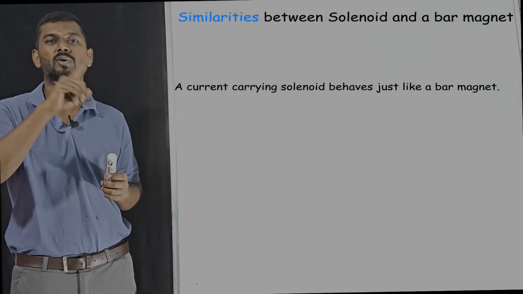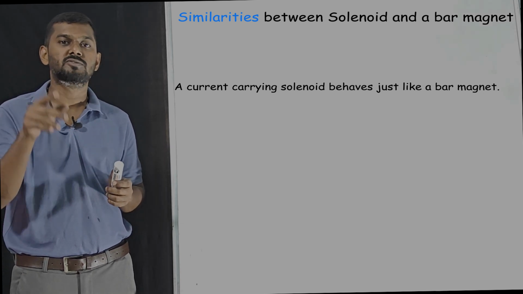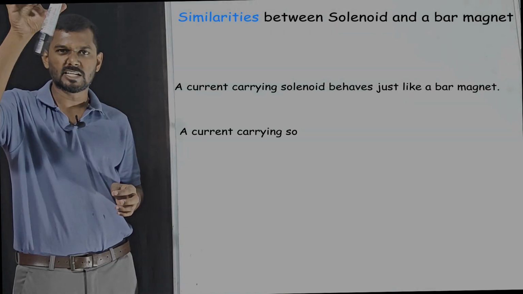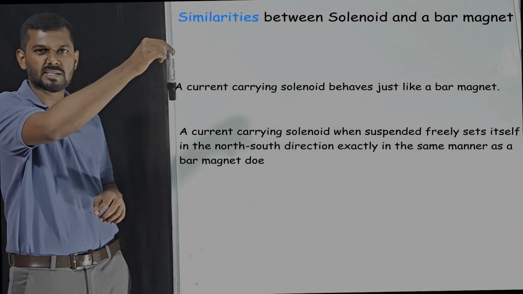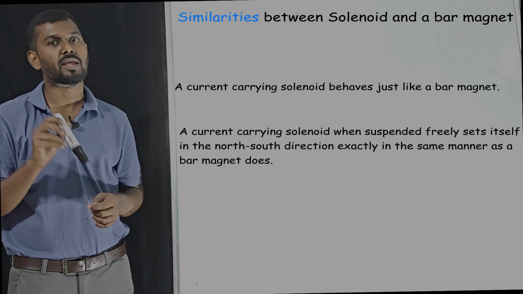This is what we have learned. This is one similarity between solenoid and bar magnet. Then what happens? We know whenever a bar magnet is suspended freely, it always rests in north-south direction, correct?